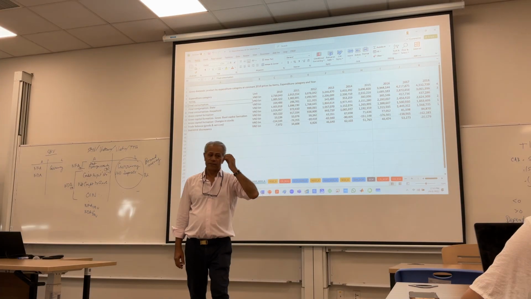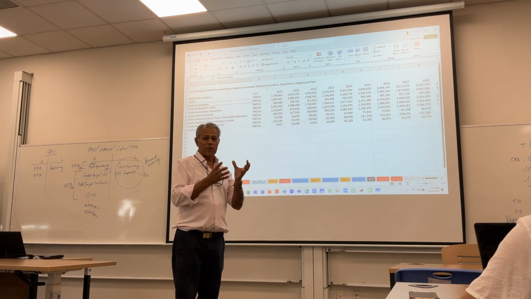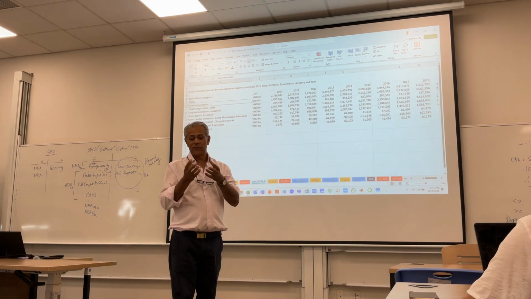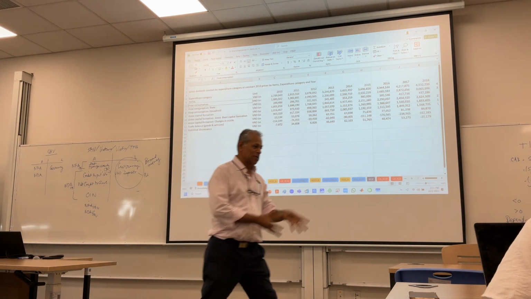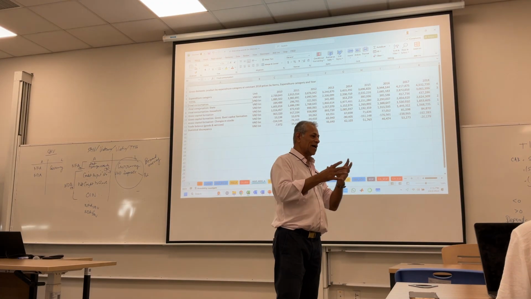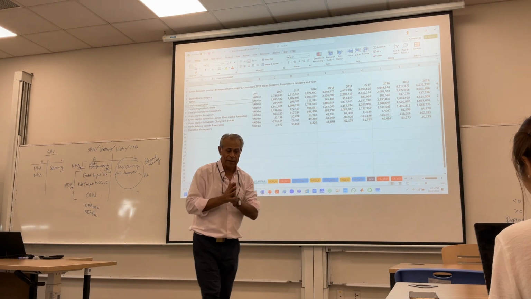The statistical discrepancy essentially says, I could not measure the size of the pipe correctly. Therefore, the size of the pipe is different, but it should be the same. So I just put in a number to make the size of the pipe in the circular flow of income exactly the same.